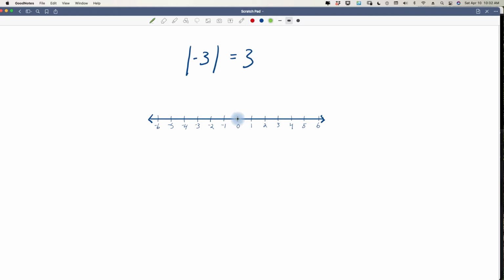It doesn't matter whether it's positive or whether it's negative, it's still 3 spaces from 0. 3 units, 3 spaces, whether you go to the left or whether you go to the right. It's all just 3 units. And that's what absolute value is.